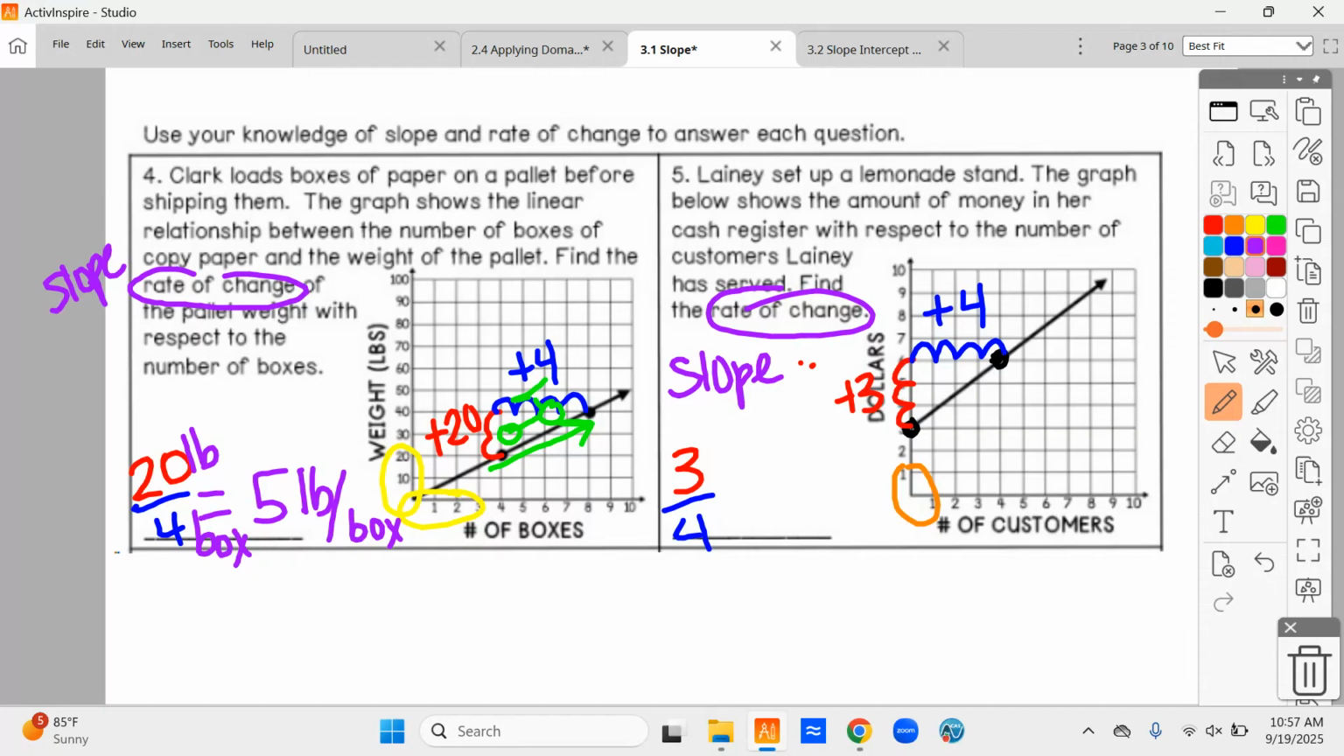On number 5 with Lainey, it would be dollars per number of customers. Okay, and I'm just going to abbreviate. And I could also change this, because $3 for 4 customers doesn't really make sense. If I simplify, I get 75 cents per customer is the average amount. Okay, so that makes those word problems make a little more sense.